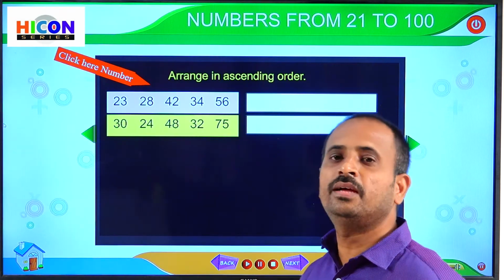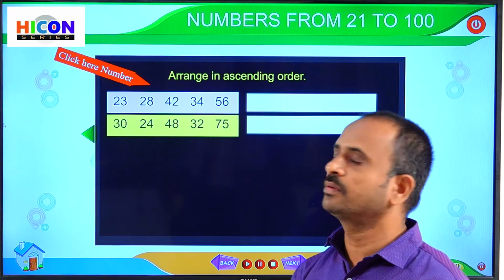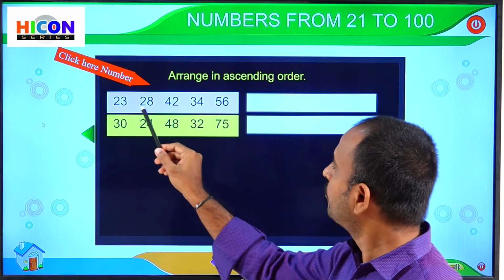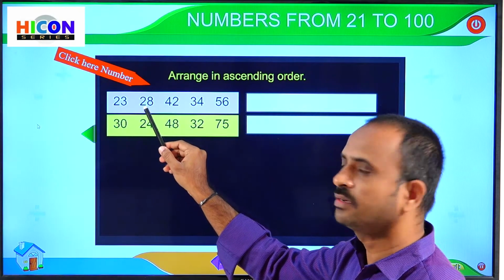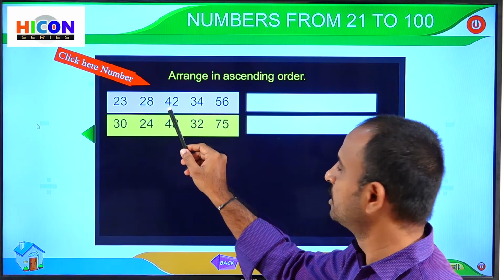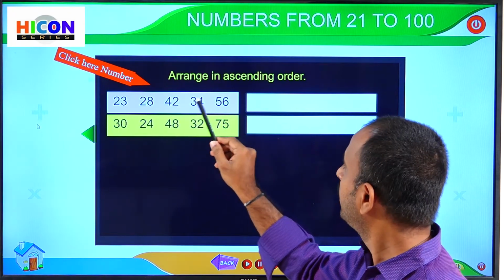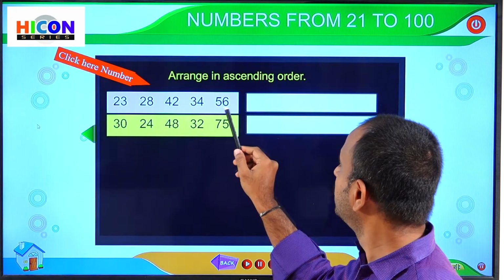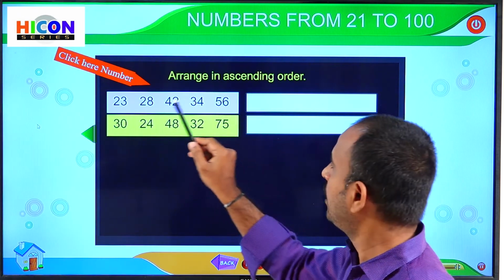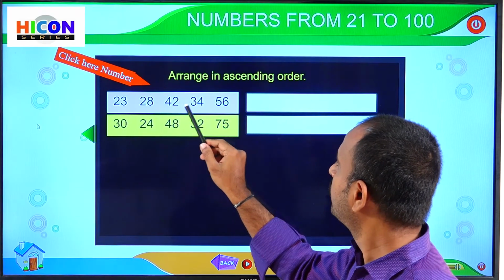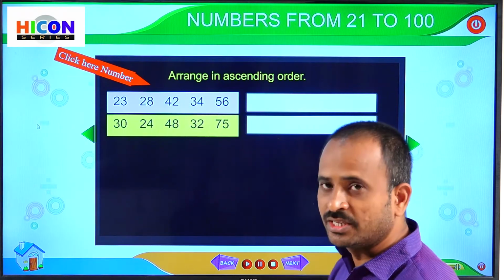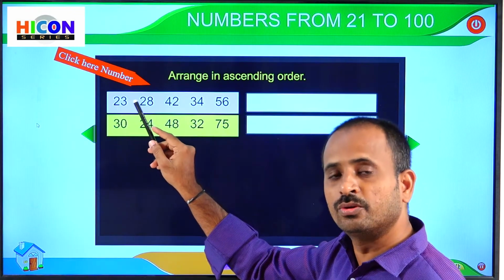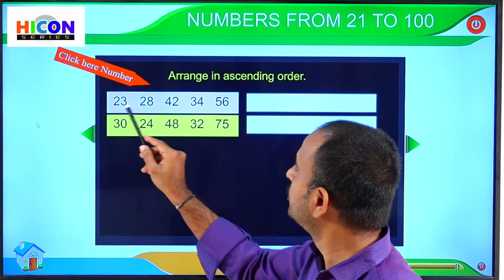Now we have to compare the first digit in each number. What is the first digit in 23? 2. And what is the first digit in 28? 2. What is the first digit in 42? 4. And what is the first digit in 34? 3. And what is the first digit in 56? 5. So among 2, 4, 3 and 5, which is the smallest digit? 2 is the smallest digit. But there are 2 numbers with the same digit 2.